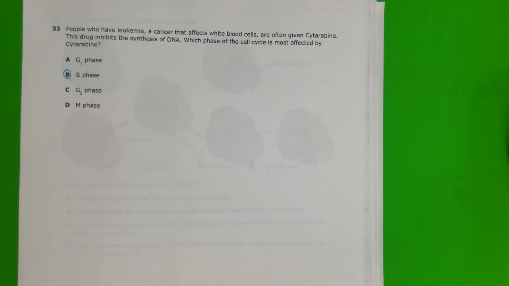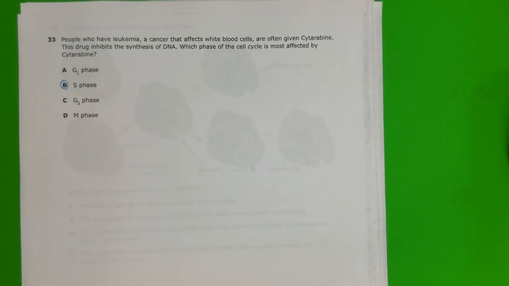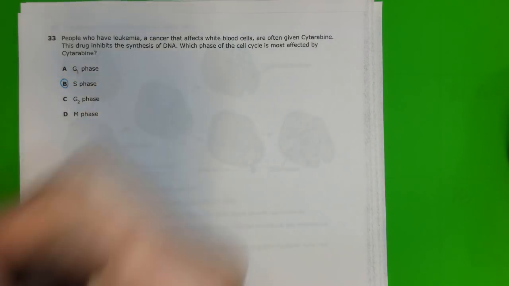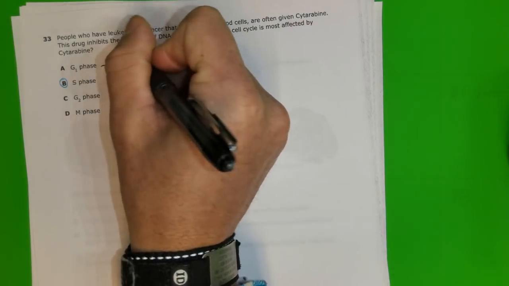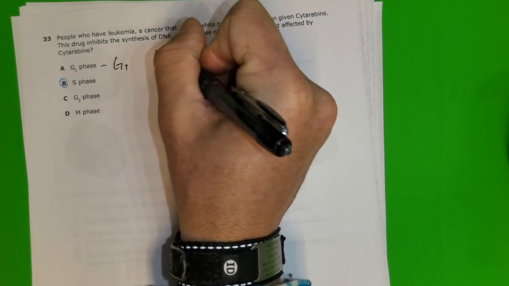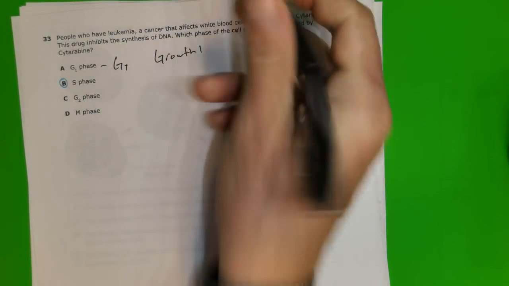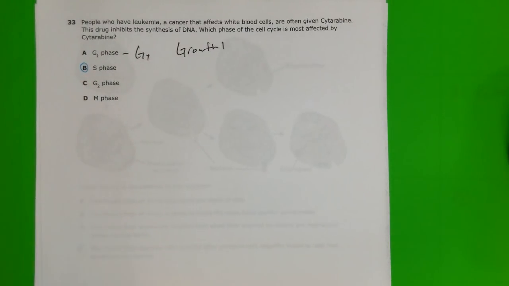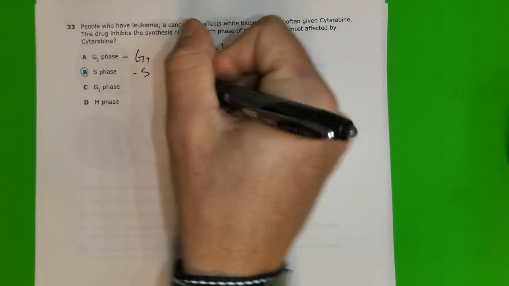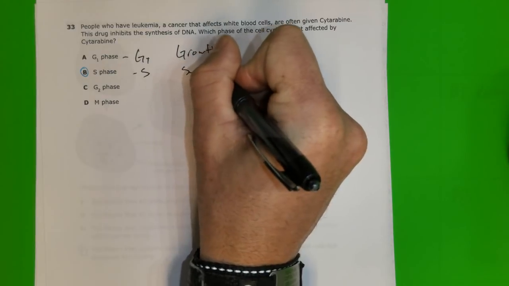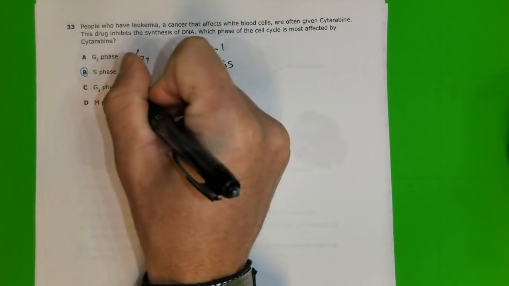People who have leukemia, which is a cancer that affects white blood cells, are often given citrabine, a drug that inhibits the synthesis of DNA. Which phase of the cell cycle is most likely affected by citrabine? Well, let's look at the cycle. So G1 is growth 1. So the cell is just growing. It's getting bigger. S phase. S means synthesis, or that's where the DNA is actually being made.